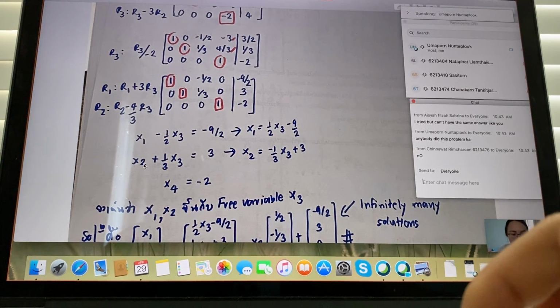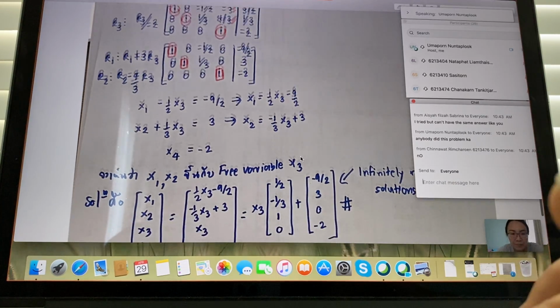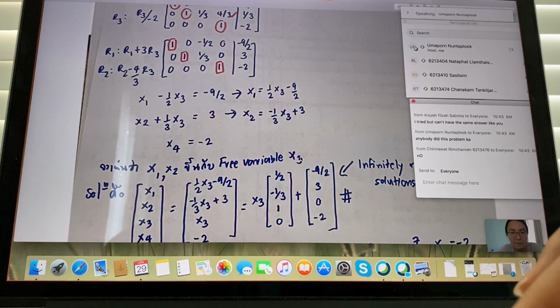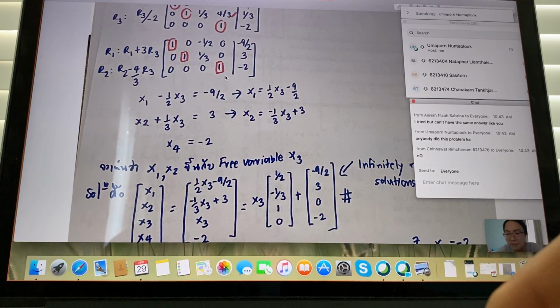But you can see x1 and x2 depend on x3, right? We can rewrite in this form. So x1 depends on the value of x3, x2 depends on the value of x3. And when you have these, actually we have the name for it: the column that has leading 1. So now we have the first column, the second column, and the last column here. We have 3 columns containing leading 1s.